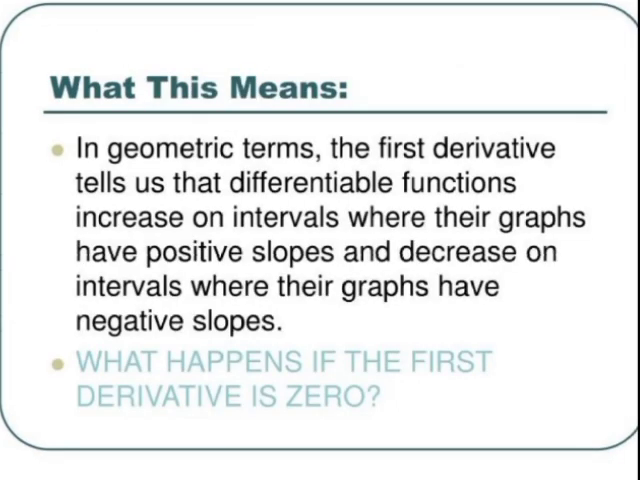What does this mean? In geometric terms, the first derivative tells us that differentiable functions increase on intervals where their graphs have positive slopes and decrease on intervals where their graphs have negative slope. What happens if the first derivative is 0?